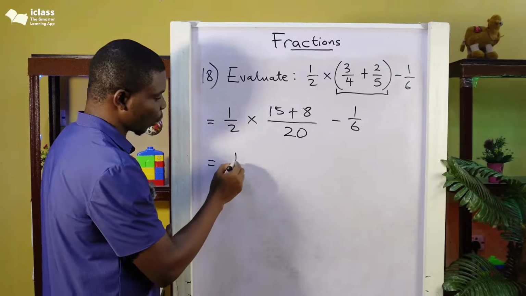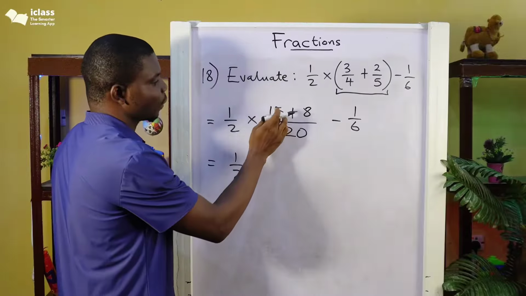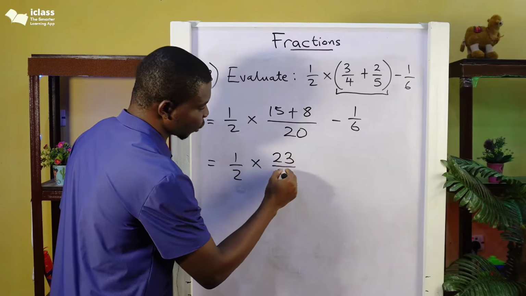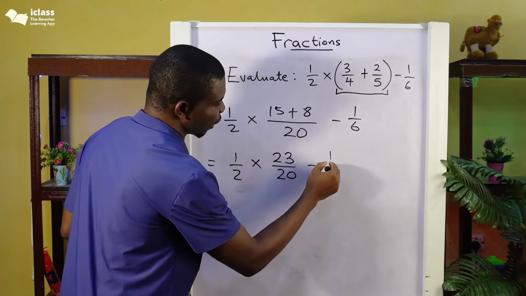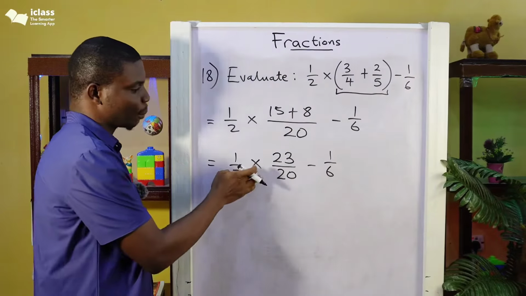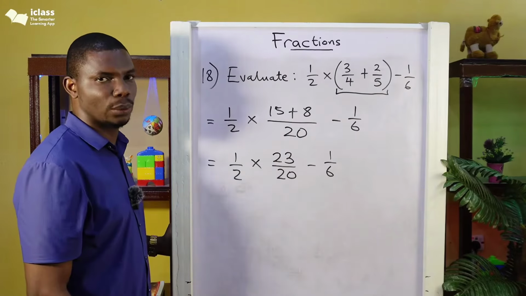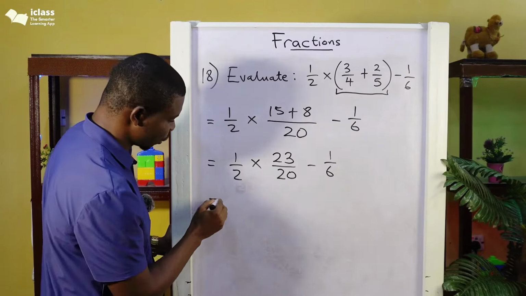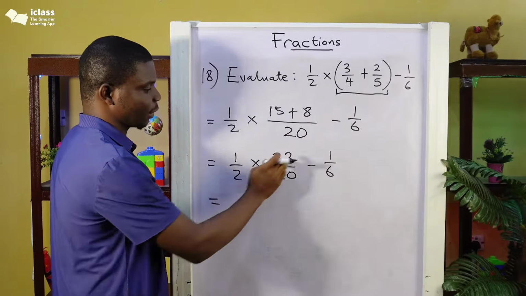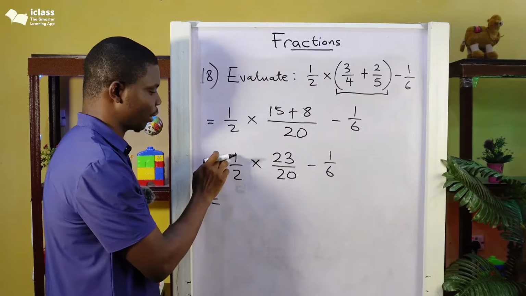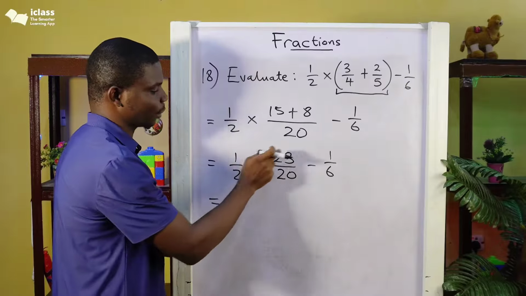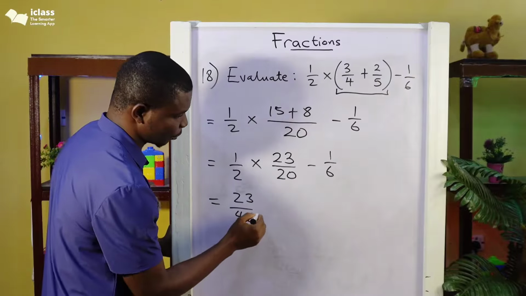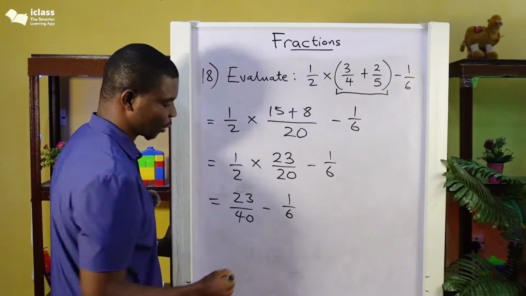So this is going to give us 1 over 2 times 15 plus 8 is 23 over 20 minus 1 over 6. Now we have multiplication and subtraction. So which one will you deal with first? Of course, multiplication, right? So this is going to give us, since there's nothing that can divide between the numerator and the denominator, we'll just say 1 times 23, which is 23. 2 times 20 is 40. Then minus 1 over 6.